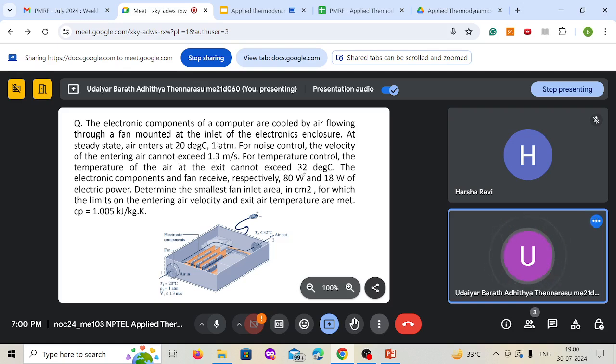So if you increase the speed, there is a problem with noise, but if you reduce the speed, the mass of air which is coming in to cool the component will reduce, and the temperature of the air which is coming out will increase. So there is a limit between the maximum and minimum which you can use. So you have to find an optimum velocity such that it has the smallest fan inlet area. We'll see how to solve this.